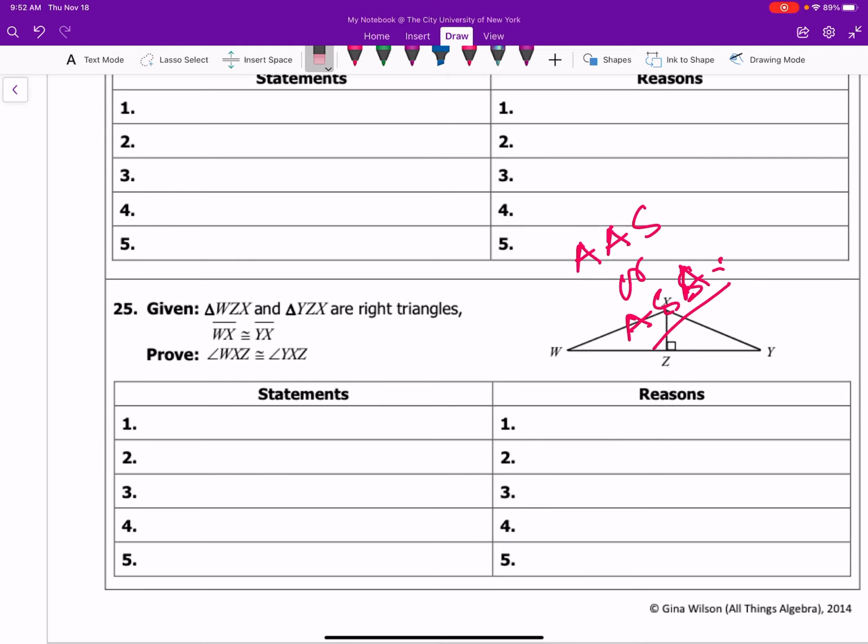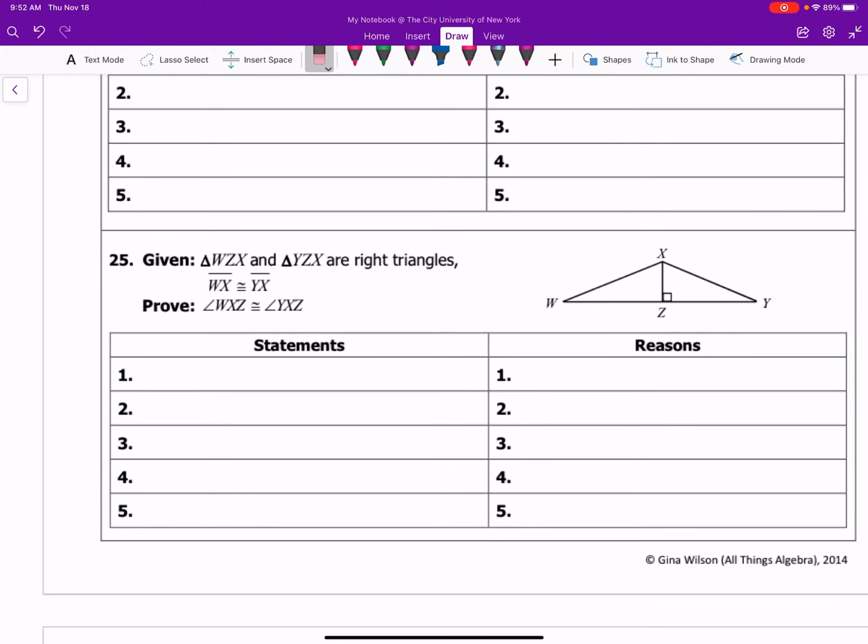and then for number 25, if you look at it, that is not talking about proving the congruence of two triangles. It's proving the congruence of two angles. What does it mean? It's parts: proving that two parts of congruent triangles are equal. So we'll have to use CPCTC. What does it mean? Congruent parts of congruent triangles are congruent.